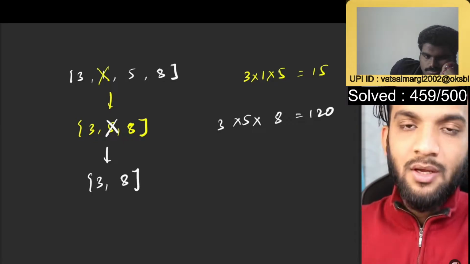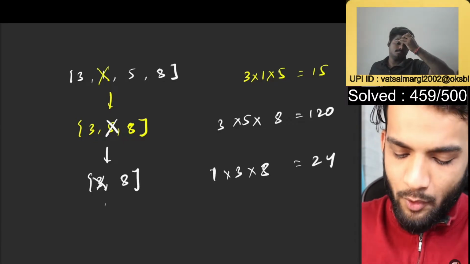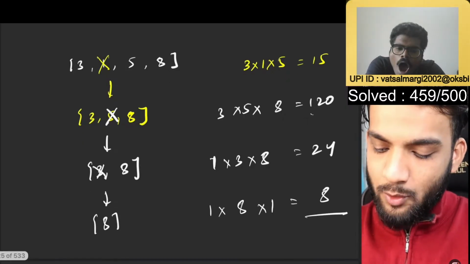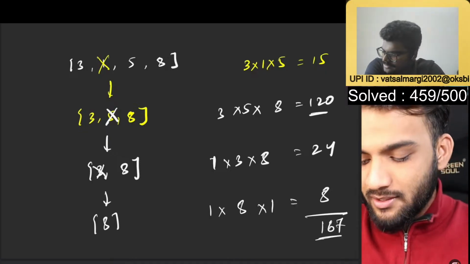Right after this, we have 3, 8. Now I decide that, hey listen, I'm going to burst 3. So if I'm bursting 3, 1 on the left, 3 himself, and 8, which gives me 24. Right after this, I have 8, which means 1 on the left, 8 himself, 1 on the right, which is 8. So if you summarize this entire stuff, you'll get 167. This is the summation of coins that you're getting.